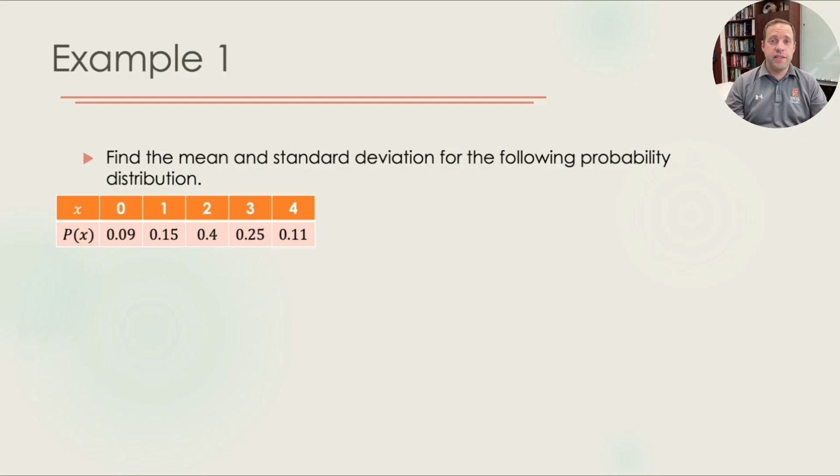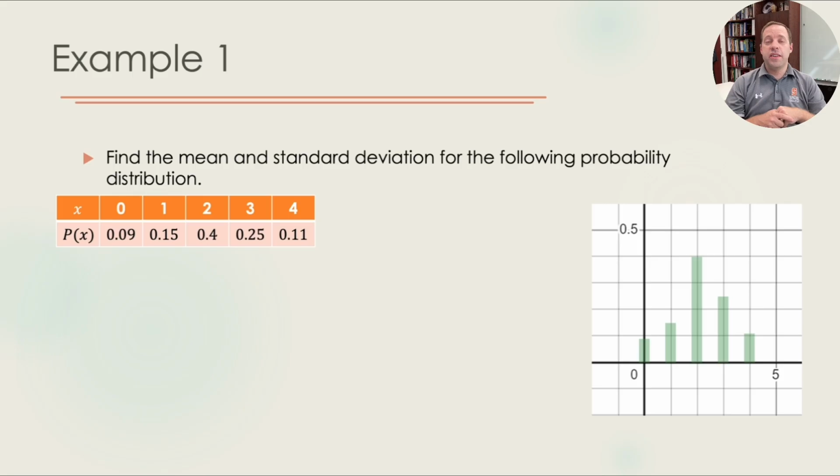But what about the standard deviation? There's the equation for that as well. We're not going to get into that, but I'll show you how to do it. Anyway, so here are our probabilities. There's a bar graph showing the probability distribution visually.